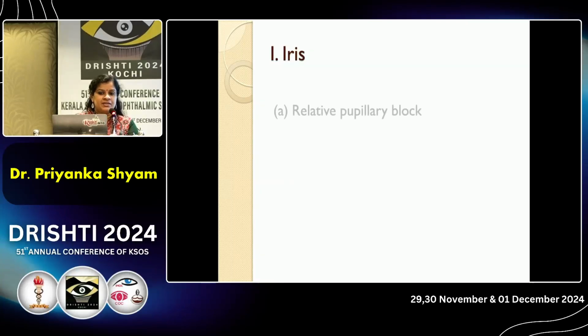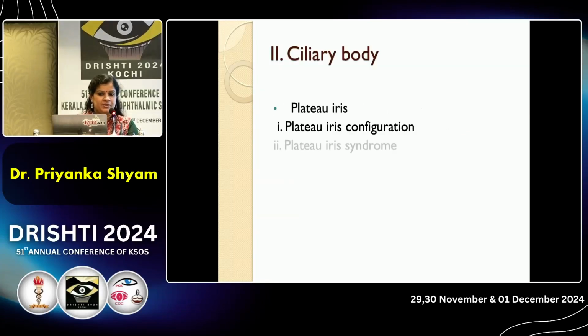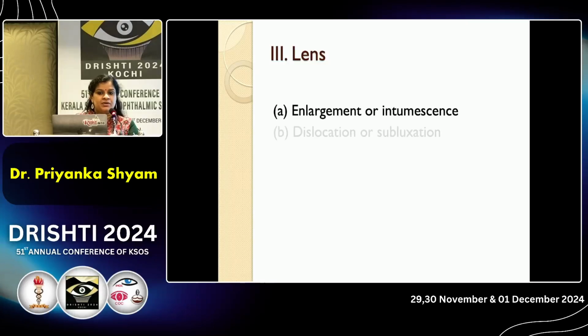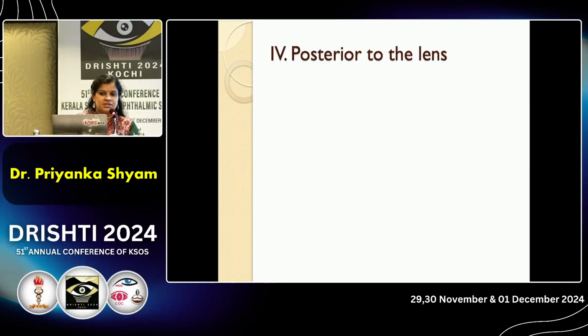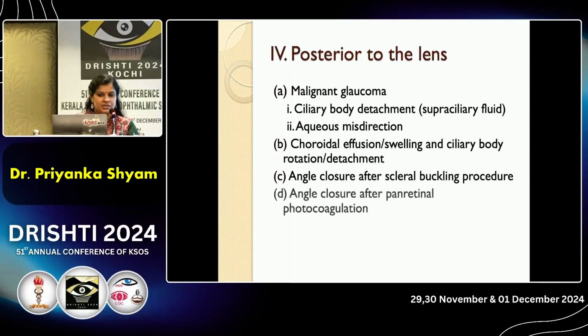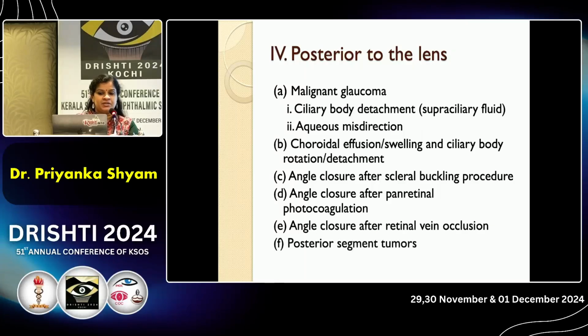First, at the level of iris, it may be due to relative pupillary block or iris thickness and architecture. Second, at the level of the ciliary body, it can be due to plateau iris configuration, syndrome, and pseudo-plateau iris, then iridociliary cysts and solid lesions of the ciliary body. Third is at the level of the lens, which can be due to enlargement or intumescence, dislocation or subluxation of the lens. Posterior to the lens, the factors are malignant glaucoma, choroidal effusion, angle closure after scleral buckling procedures, after panretinal photocoagulation, after retinal vein occlusion, and posterior segment tumors.